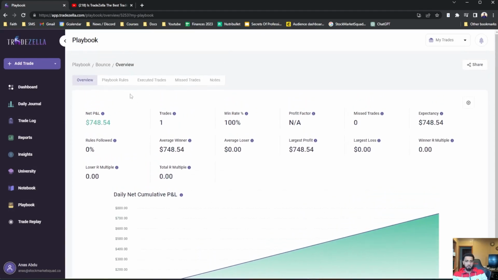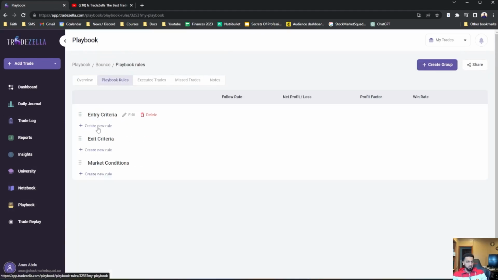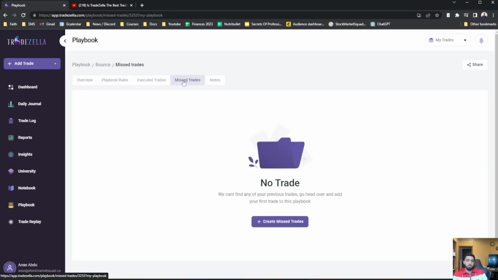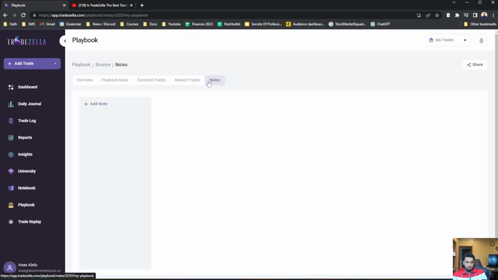Now, if we go back to the playbook, you're going to see it shows all the trades that I've taken. If you have rules, specifically, you'll add them in this section. All the executed trades that you've added are going to show up here. Any missed trades, you can add here as well. Okay, I missed this bounce, so you'll say here was where I was supposed to enter, and you'll get ideas of how you won't miss the next play like that. And any other notes that you want to add, you can put in here.